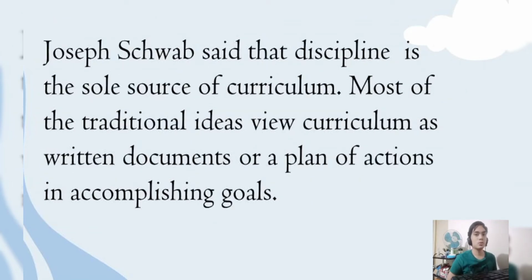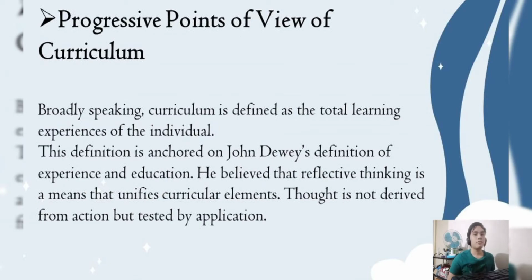Next, Joseph Schwab said that discipline is the sole source of curriculum. Most of the traditional ideas view curriculum as written documents or a plan of action in accomplishing goals, a series of steps, a plan of action. That's what curriculum is all about. That was the traditional points of view of curriculum.